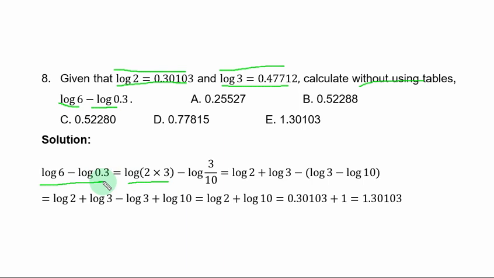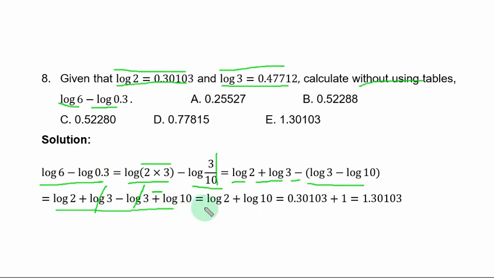And 0.3, if you convert it from decimal to ordinary fraction, you have this result. From the laws of logarithm, product implies addition. So you have log 2 plus log 3, then minus. Quotient implies subtraction. You have it in this form. If you open the bracket with this minus sign, here becomes plus. Now you see that plus log 3 minus log 3 is 0.